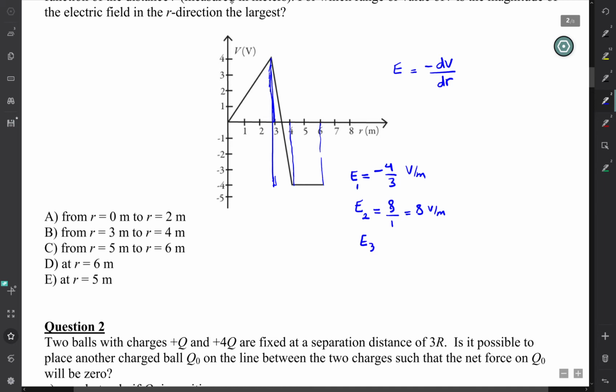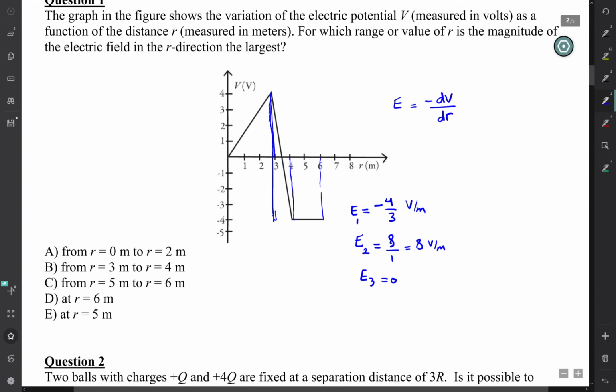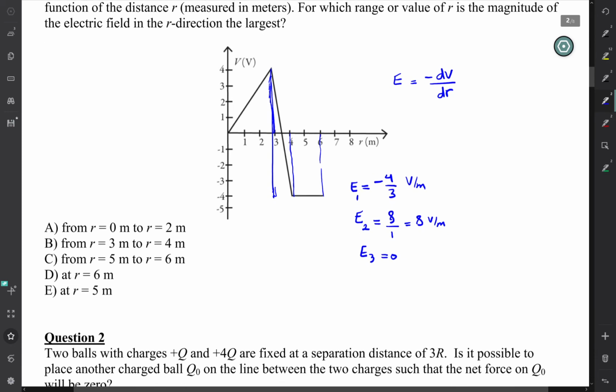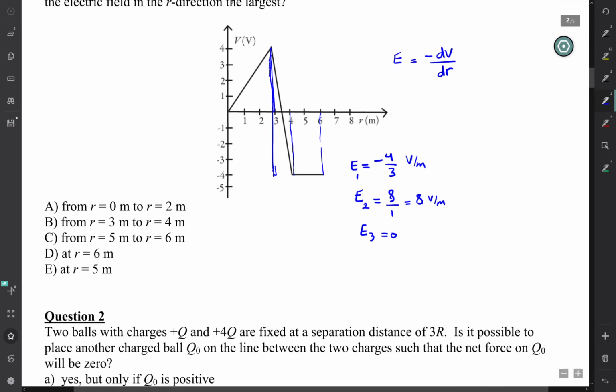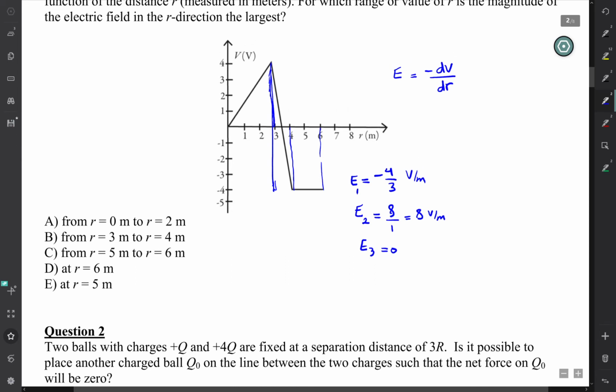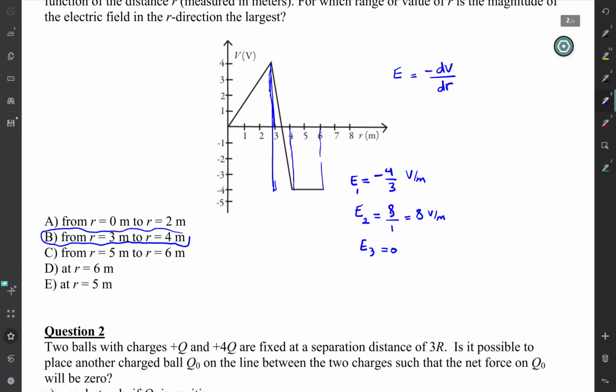E3, however, is going to be 0 because V versus R is a flat line, and the slope of a flat line is 0. They are asking for the magnitude of the electric field. Definitely E2 would be the largest. So from R equals 3 to 4, the graph is the steepest, therefore the slope is the largest, therefore the electric field would be the largest value.